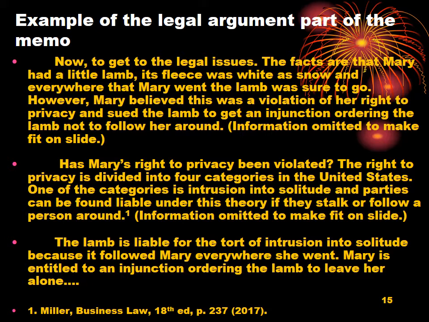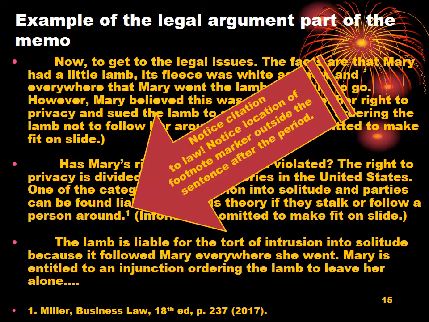The lamb is liable for the tort of intrusion into solitude because it followed Mary everywhere she went. Mary is entitled to an injunction ordering the lamb to leave her alone. 1. Miller, Business Law, 18th ed., p. 237, 2017. Notice citation to law.